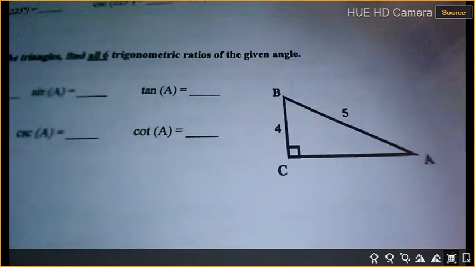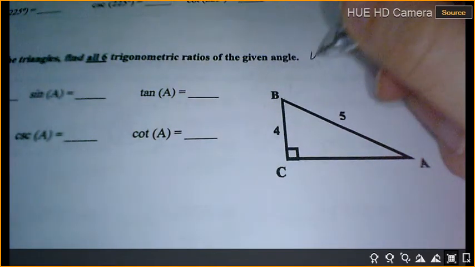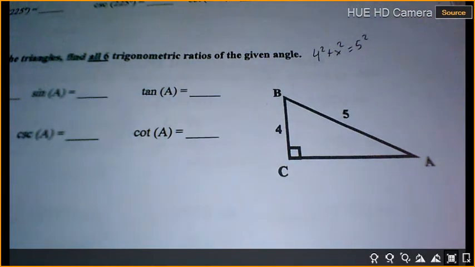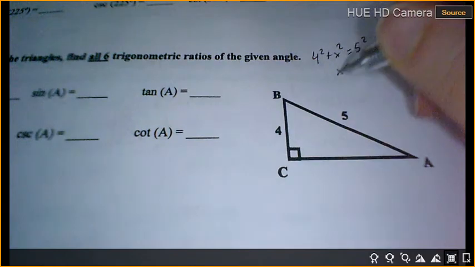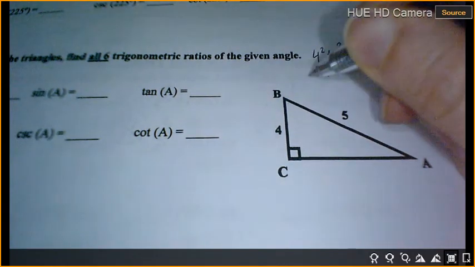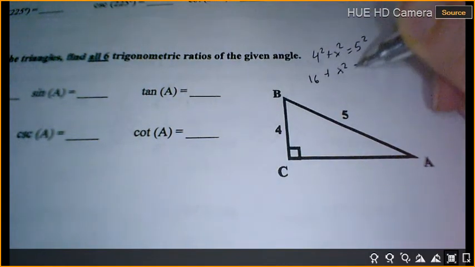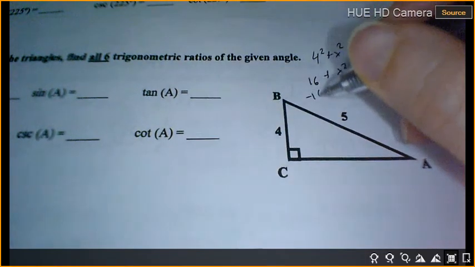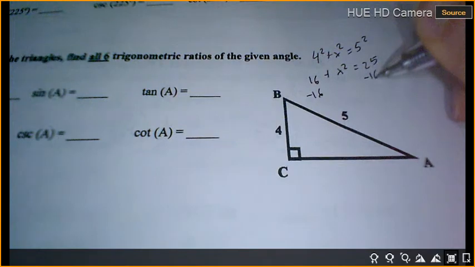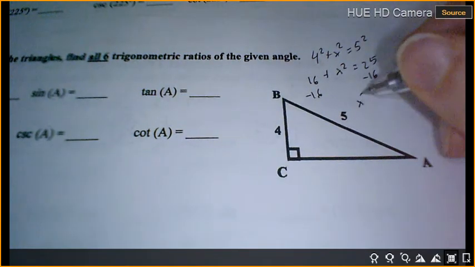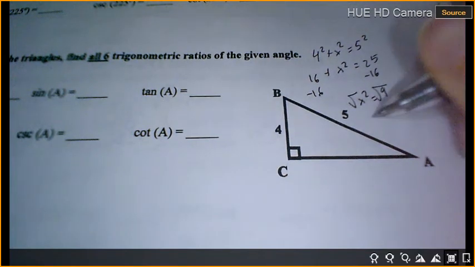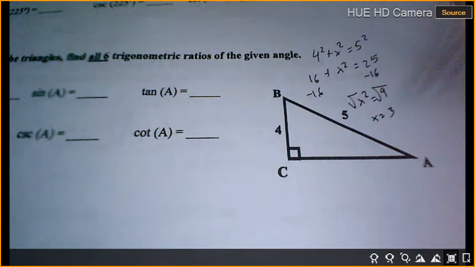You're going to use what? Pythagorean theorem. So we're going to go 4 squared plus x squared equals 5 squared. So we get 16 plus x squared equals 25. We're going to subtract 16 from both sides, and we get x squared equals 9. We're going to take the square root of both sides, and we get x equals 3. So this side right here is 3.